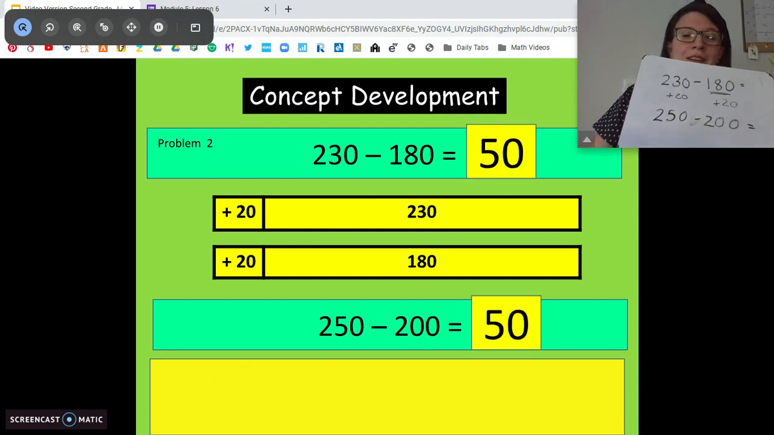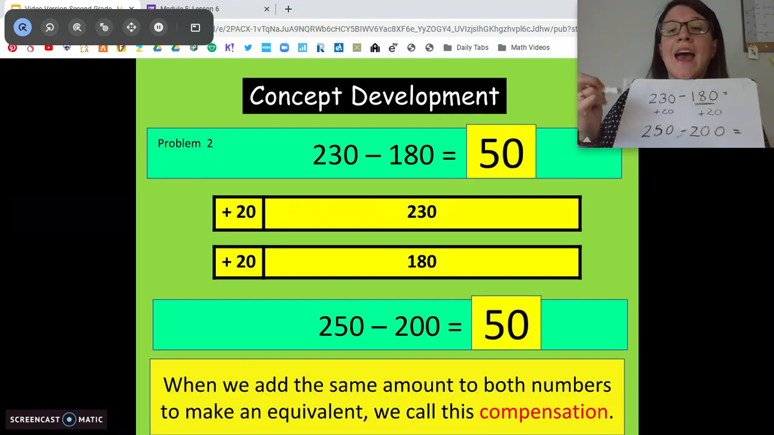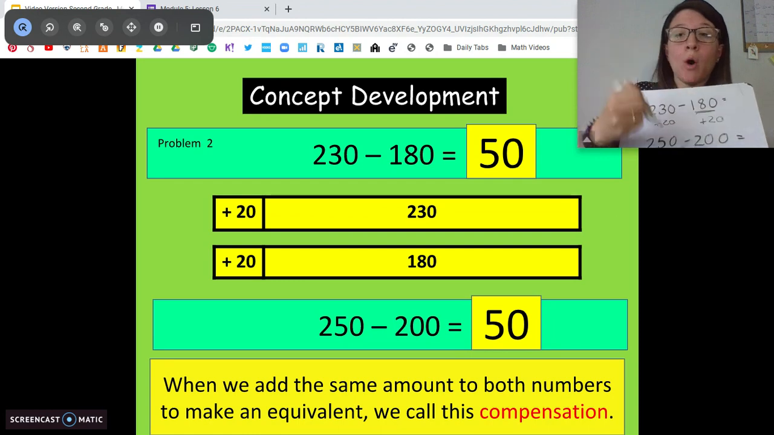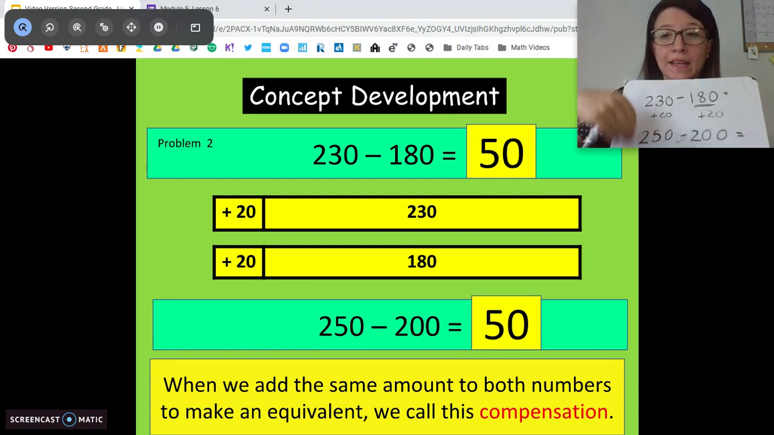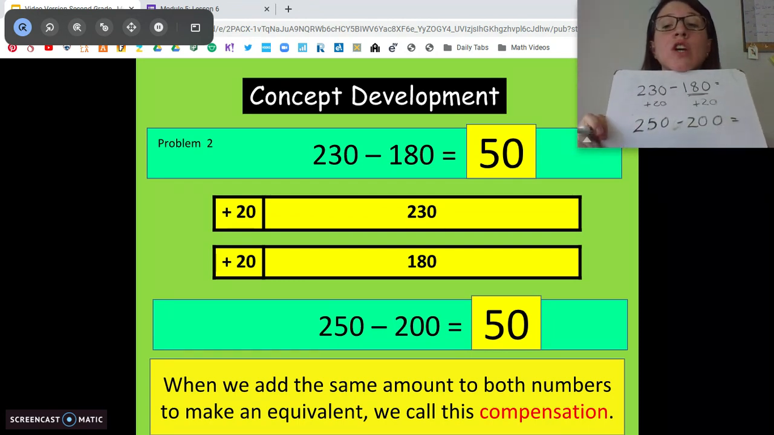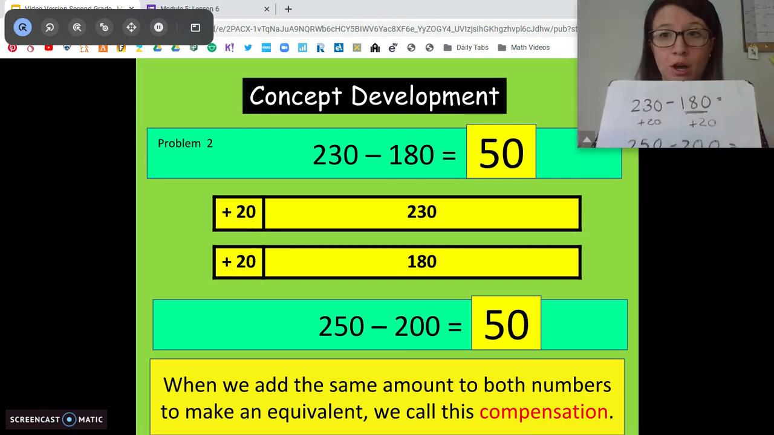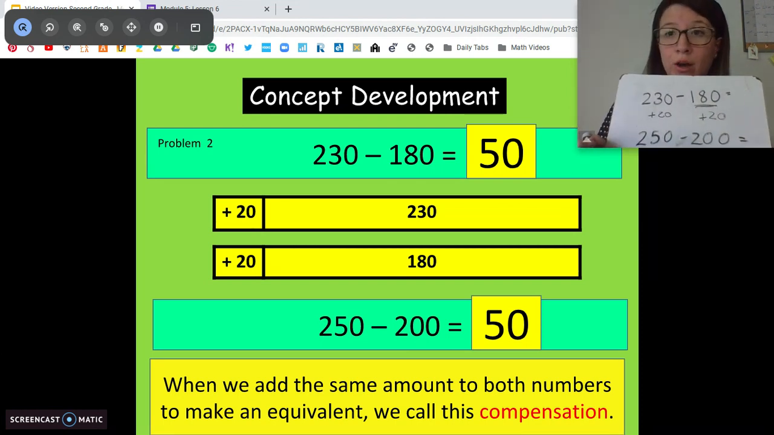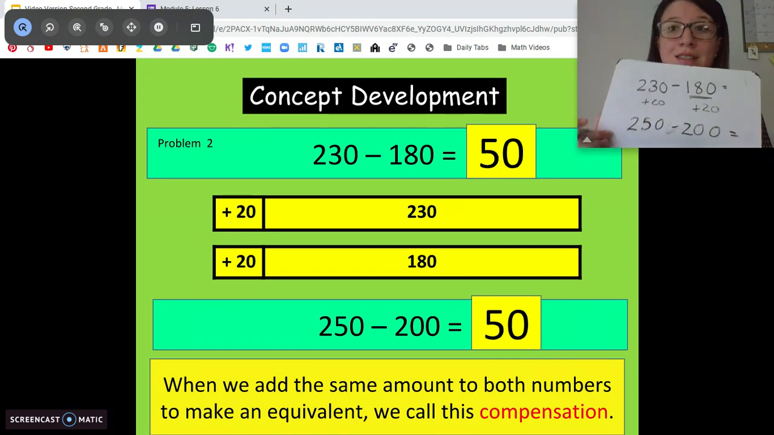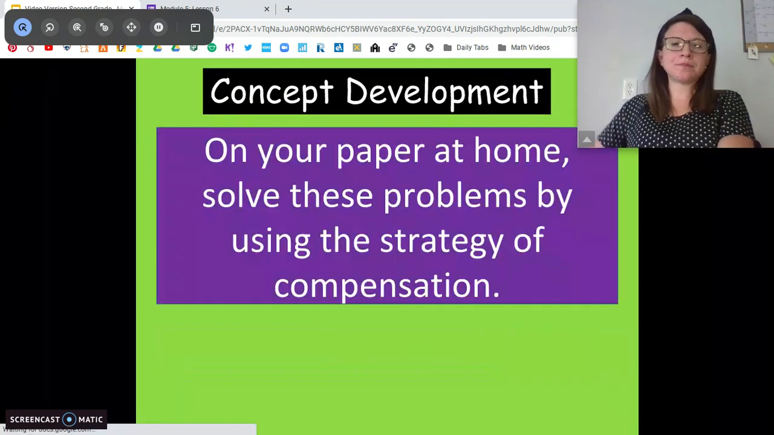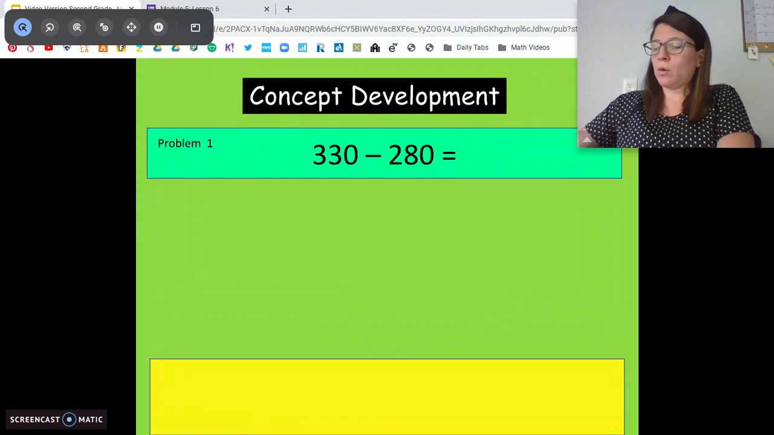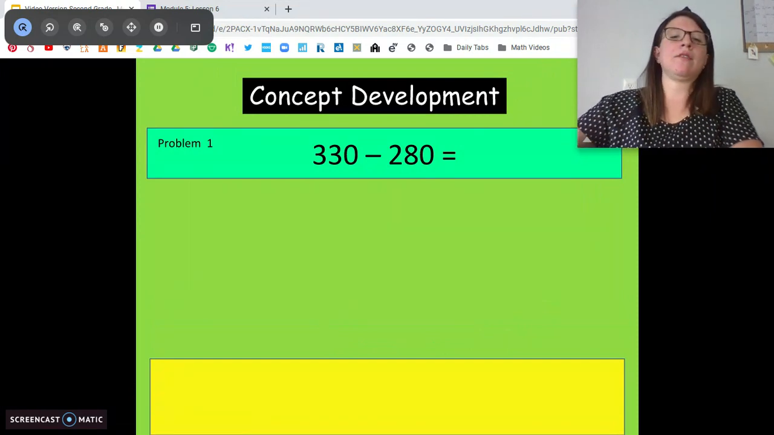Good, 50. Ta-da! When we add the same amount to both numbers to make it equal, to make it equivalent, we call this compensation. So this strategy is the compensation strategy. Can you say compensation? You got it. All right, let's try another one. Okay, let's do this one together, and then I'm going to have you try it on your own.